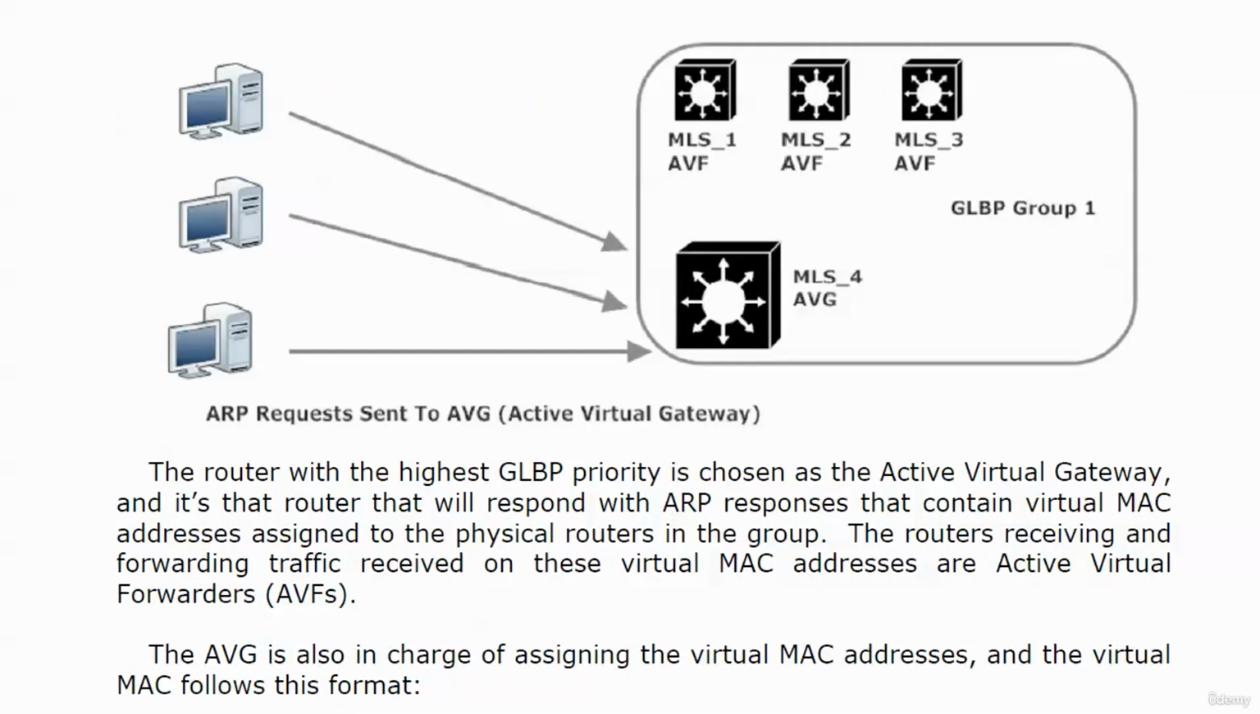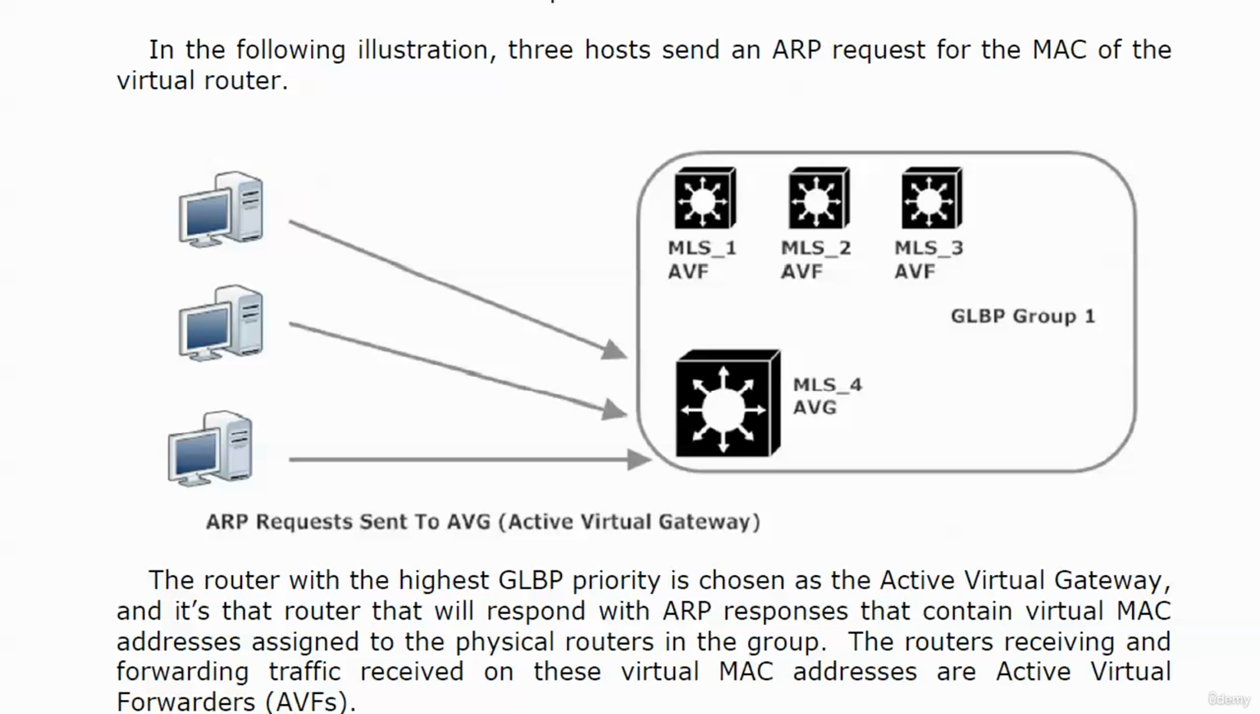And what we've got here, we've got 3 hosts sending an ARP request for the MAC of the virtual router. And just as with the previous protocols, we do have the virtual router concept with GLBP. Now, the router with the highest GLBP priority is chosen as the active virtual gateway, the AVG. We have AVGs and we have AVFs, and we need to be very clear on what each one does and how they're chosen, and we will make that very clear in this set of videos.